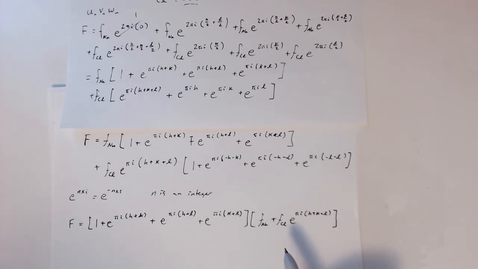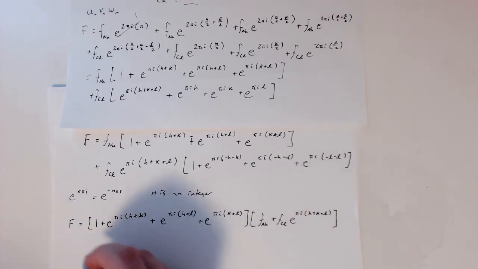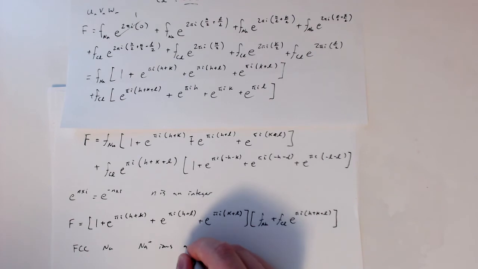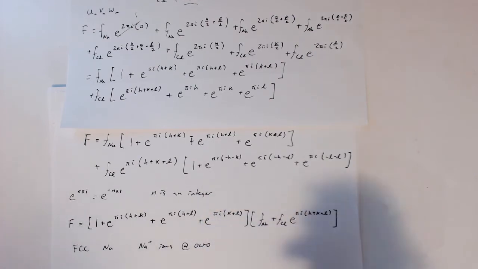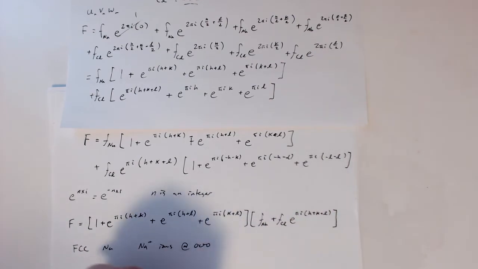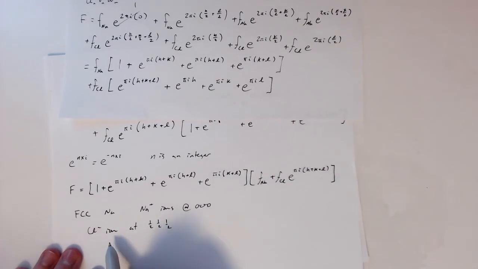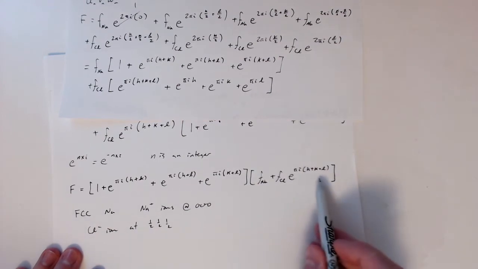And again, that's because we have FCC sodium, so the Na plus ions are at 0, 0, 0 for FCC, and then we shift it and have a translation vector of the chlorine ion at 1/2, 1/2, 1/2. Sorry. So that's where we're getting this term over here.